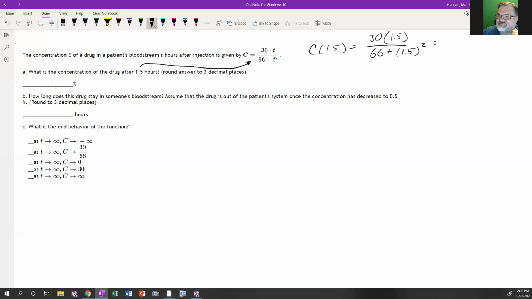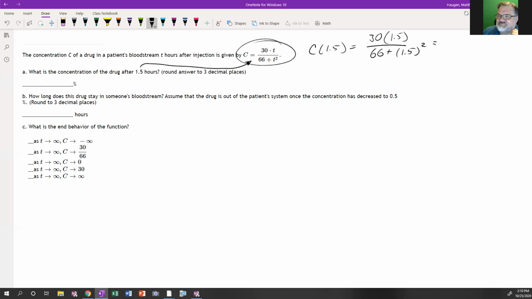We get to B: how long does this drug stay in the person's bloodstream, assuming that the drug is out of the patient's bloodstream once the concentration has decreased to 0.5%? Okay, so what does that all mean? What are we being asked here?